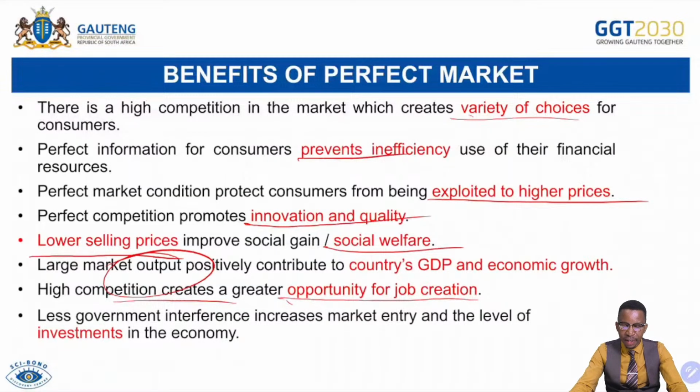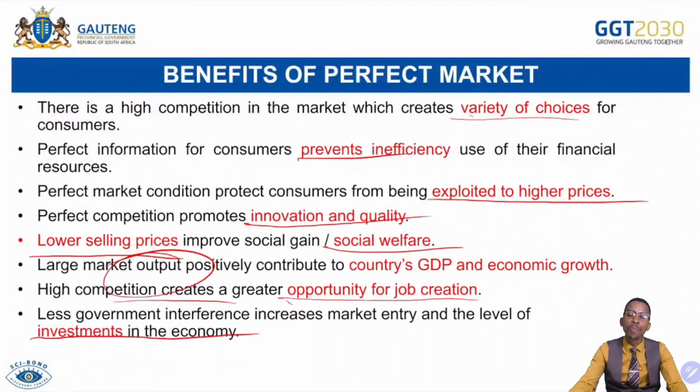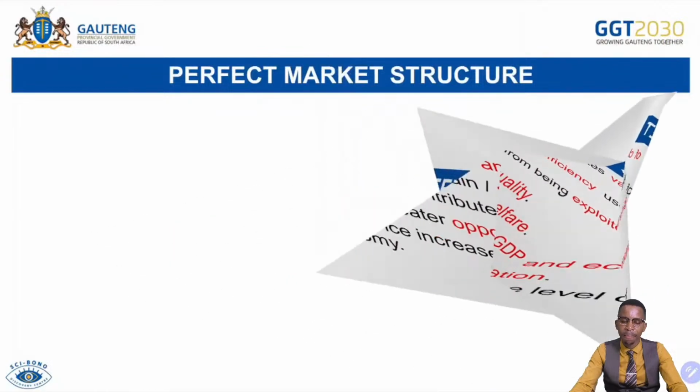Less government interference increases market entry and the level of investment in the economy. It also improves competitiveness because there will be more firms entering the market, including FDIs, firms that are coming from foreign countries, entering the market to compete with the local businesses, which will then improve our efficiency.